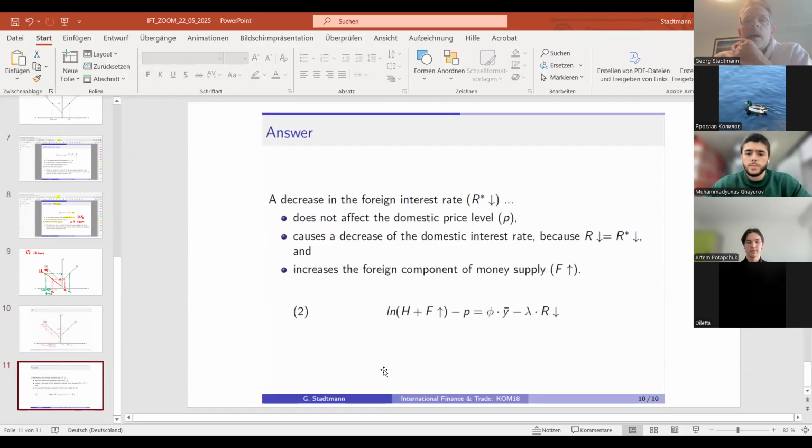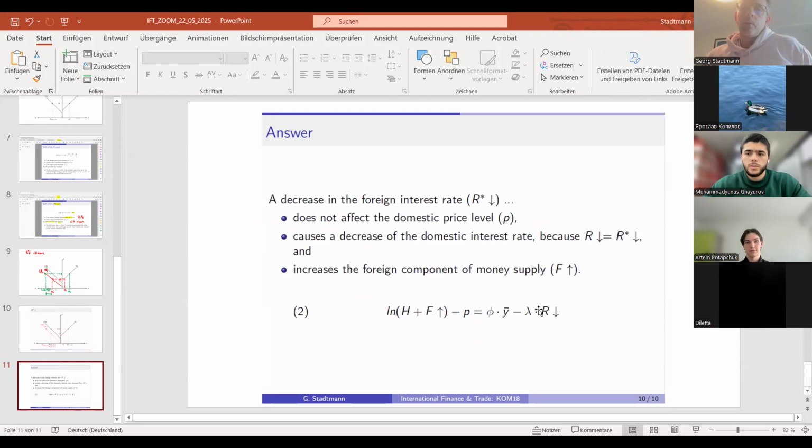And then the conclusions are: a decrease in the foreign interest rate, R star decreases, does not affect the domestic price level. It causes a decrease in the domestic interest rate because R has to be equal to R star. And when the foreign interest rate decreases, the domestic interest rate also has to decrease. And it increases the foreign component of money supply.